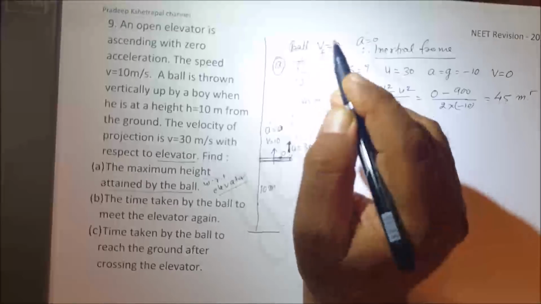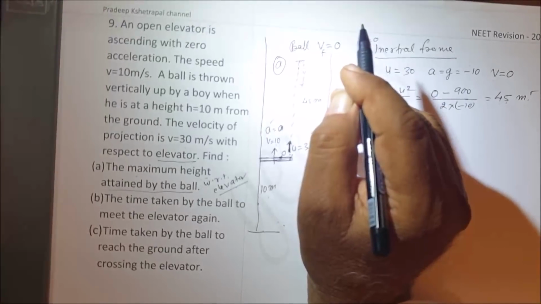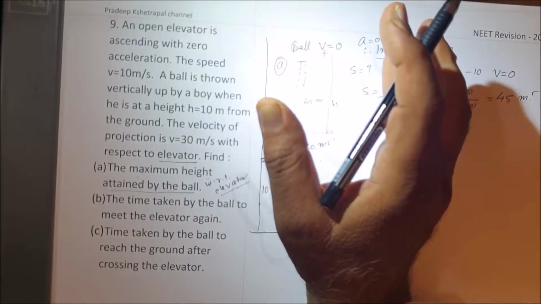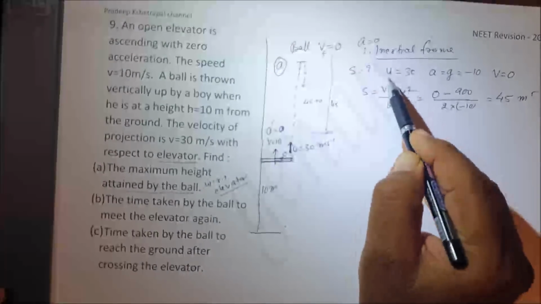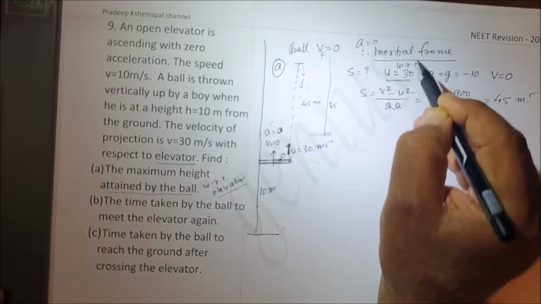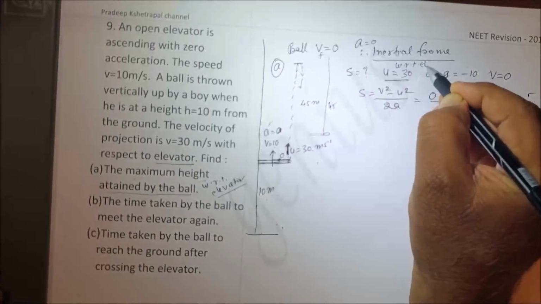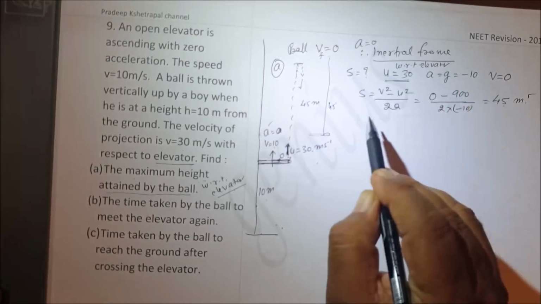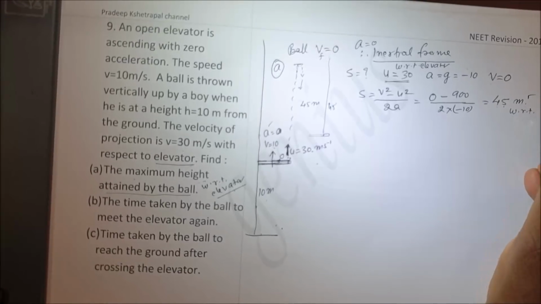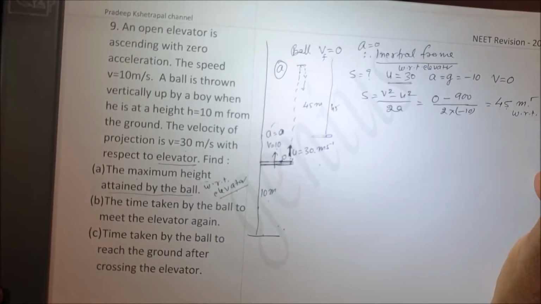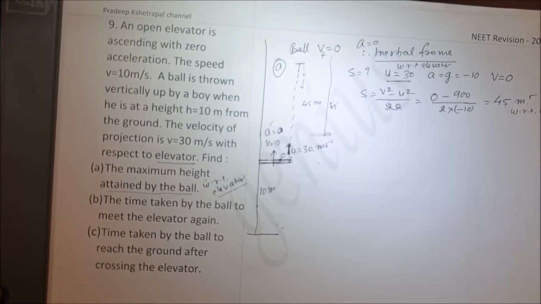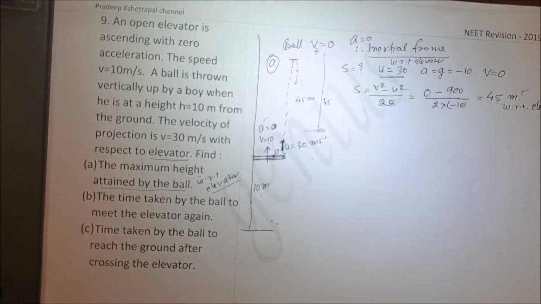If they had asked with reference to ground, then we would have some other calculation with this. Then we will not take 30, because the initial velocity of 30 is taken with reference to the elevator. So when we get the answer S, that is the height, that is also with reference to the elevator. If we take it with reference to ground, then our height will be with reference to ground.